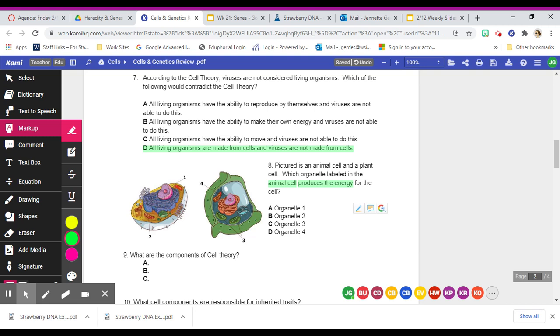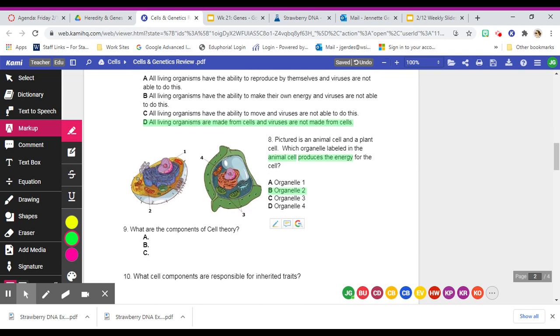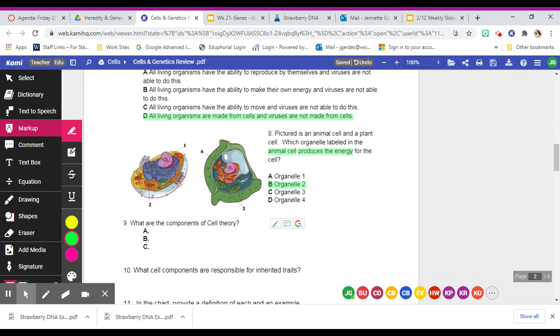The number 1 is pointing to the nucleus, the brain, and number 2 is pointing to the one that looks like it has a maze in it. And if you're in my class, I said the maze, M, and the mitochondria are the powerhouse. Okay, so I'm going to highlight organelle number 2, which is answer choice B.